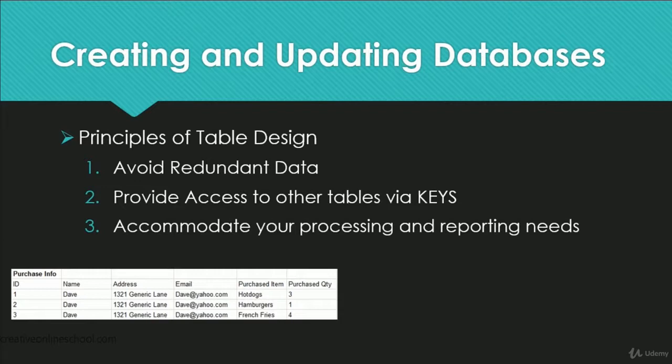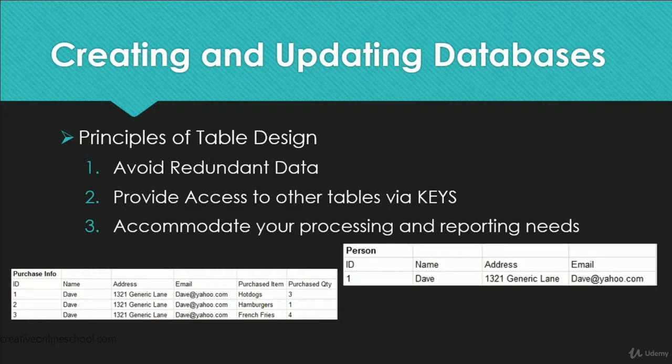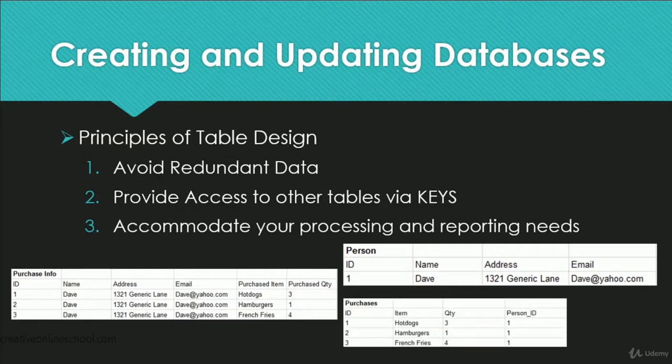Well, let's try and fix our table here. First, to avoid redundant data, we keep info about the person in its own table with the primary key of ID. Next, we create the table for purchases. Notice the column on the right called Person ID. It stores the information needed to identify the correct person. We call these foreign keys, and it allows this data to be connected back to the primary key in the person table.